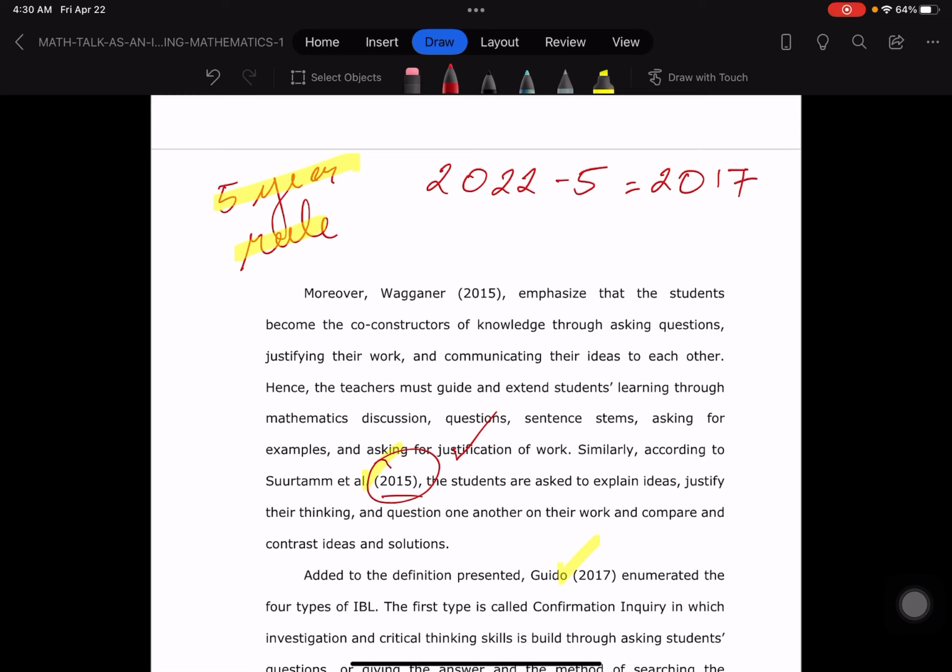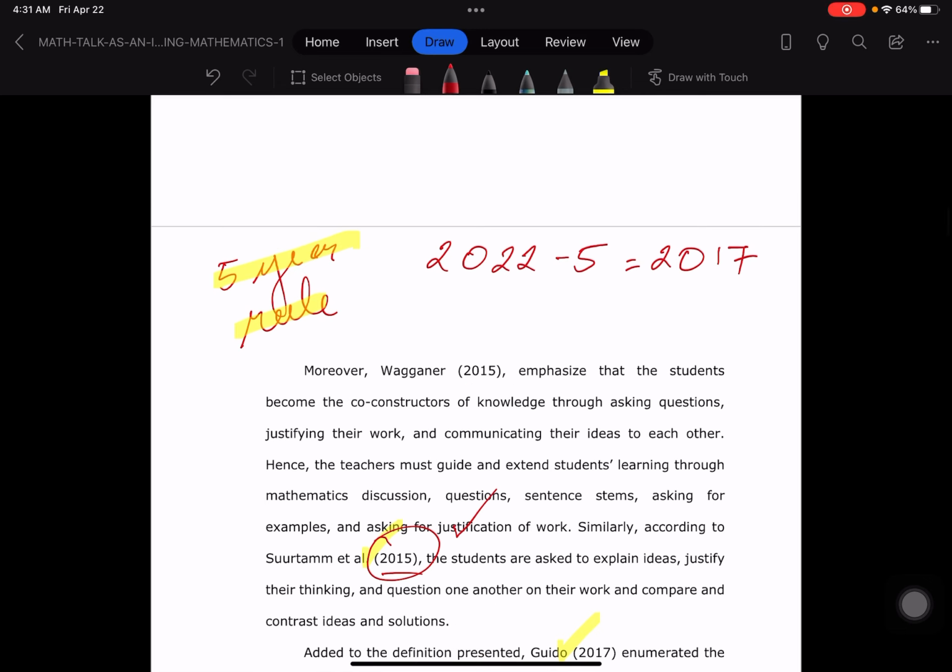Is that correct? So it's 2017. This means that the literatures or the sources that you need to use should be from 2017 and above, to the current year. So 2022 to 2017. 2016 will still be accepted, but beyond that, 2015 and so on should not be considered as part of the literature review anymore. This is what I call the 5-year rule in writing the literature review.